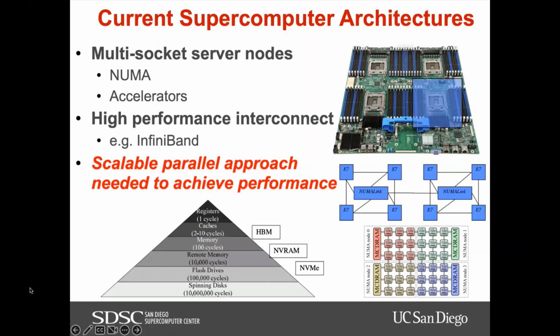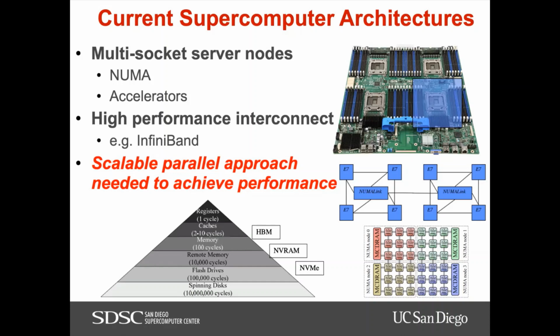Most of the clusters you'll see will have InfiniBand connections, but there are other high performance networks, like Cray has its own network, and then there are other options. But in most cases, what you'll see is basically a multi-socket server. Within the server, there is non-uniform memory access. And I'll go into the architecture of the AMD chip that's on Expanse, and you'll see that in that architecture as well.